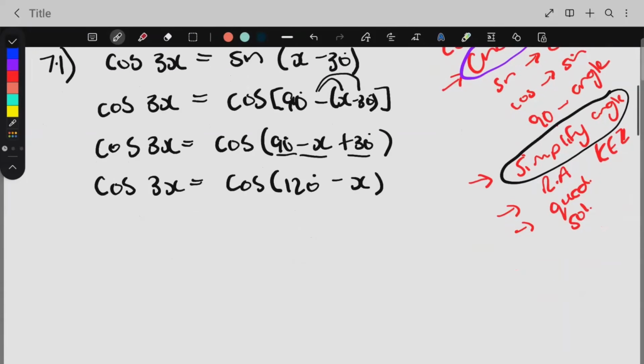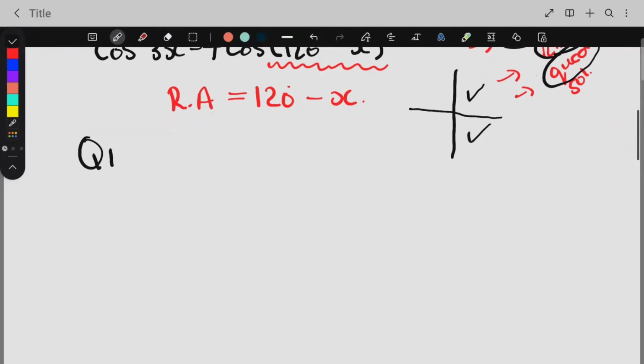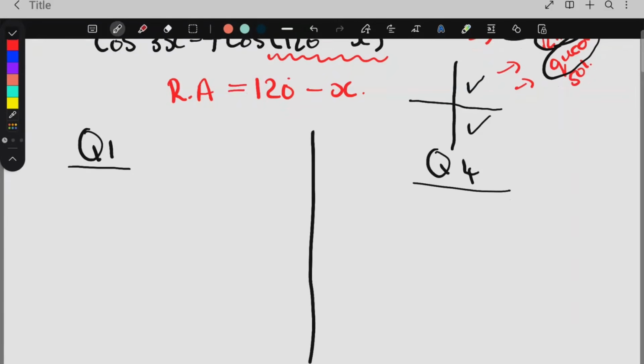Okay, I simplified it. And now this simplified version of this angle is my reference angle. That is my reference angle. So with the co-function type, you don't use your calculator to find the reference angle. My reference angle is 120 minus x. Okay, so I'm now here. I have to choose my quadrants, eh? So do you see in front of this cos, it's a positive. So I'm going to ask, where is cos a positive? Cos is a positive in quadrant 1 and 4. So I'm going to do all my working out in quadrant 1 and in quadrant 4. So I'm going to have 2 different quadrants that I'm working in, eh?